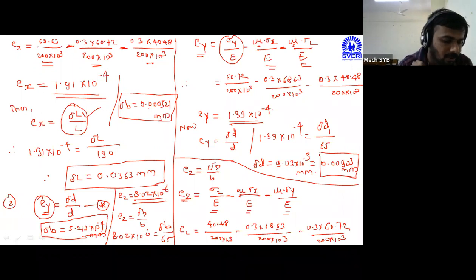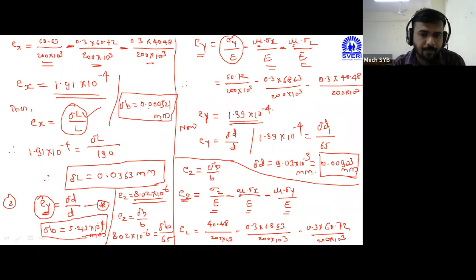Epsilon z is correct for all, 8.37 or 8.02 into 10 raised to minus 6. This is correct. Now we have to use another epsilon z formula in the form of change in dimension upon original dimension. Then whichever dimension changes, we have written the formula accordingly: delta b upon b. Put the value of epsilon z in it. The original width is given, 65 mm, put it in and find the change in b.